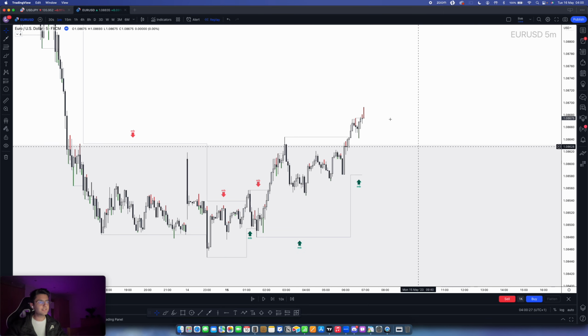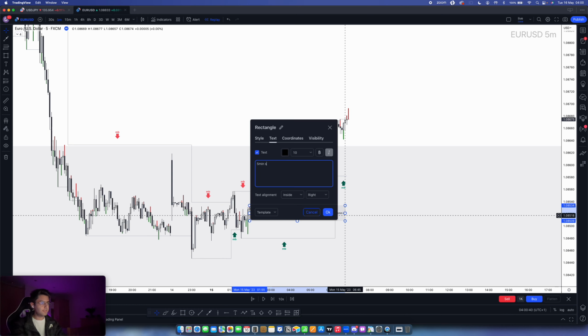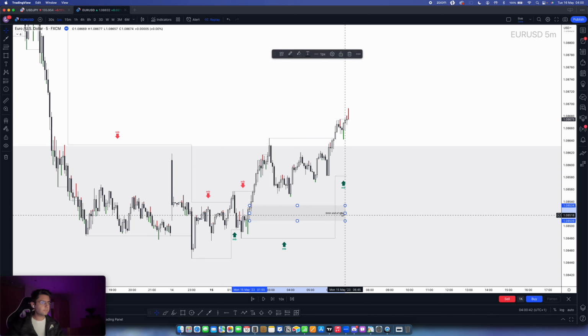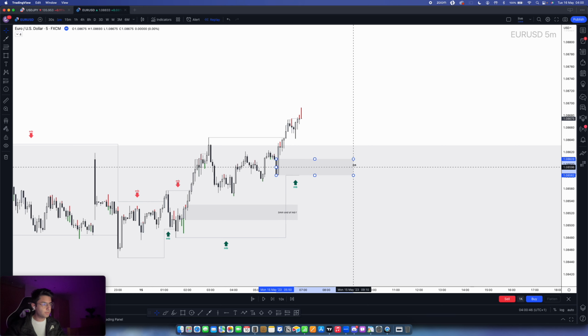So in this case, what I'm trying to say here is that we have come from bearish to bullish to bearish to bullish. So this here is a 5-minute S&D of MB1. And this is a 5-minute S&D of MB2.